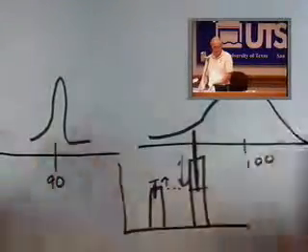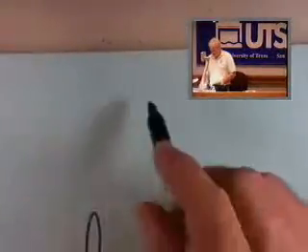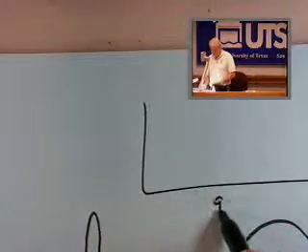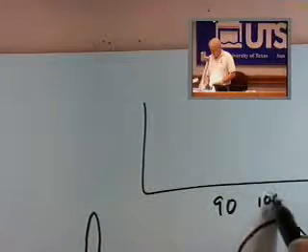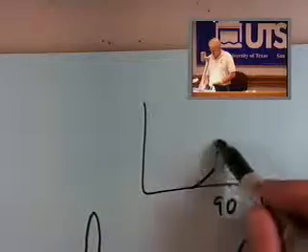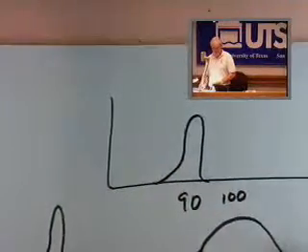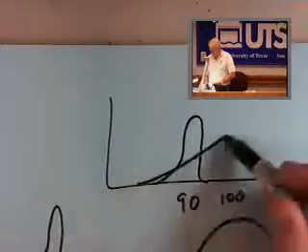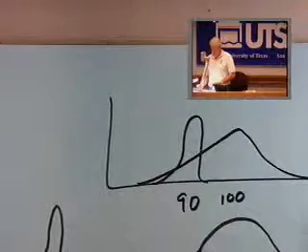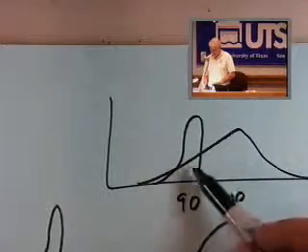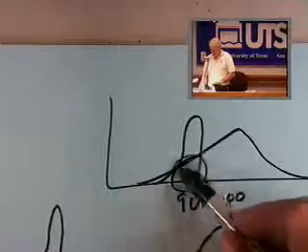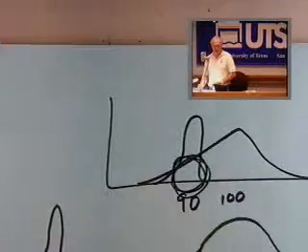So if we put these two on the same scale, with 90 here and 100 here, we're going to have a nice tight curve here. I didn't get it just exact. And then our other one is going to overlap like this. So we see that we have a significant overlap of data points between the two samples.